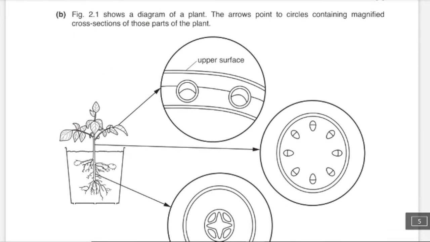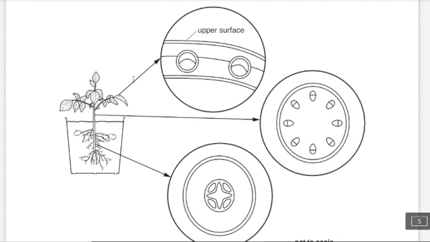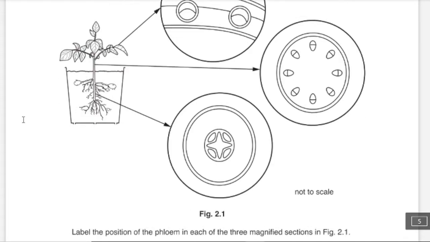Alright, B. Figure 2.1 shows a diagram of a plant. The arrows point to the circles containing magnified cross sections of those parts of the plant. Alright, so these are the three pictures. The first picture is a magnified picture of the upper surface of the leaf. The second one is another picture of the stem, and the third one is one of the roots.